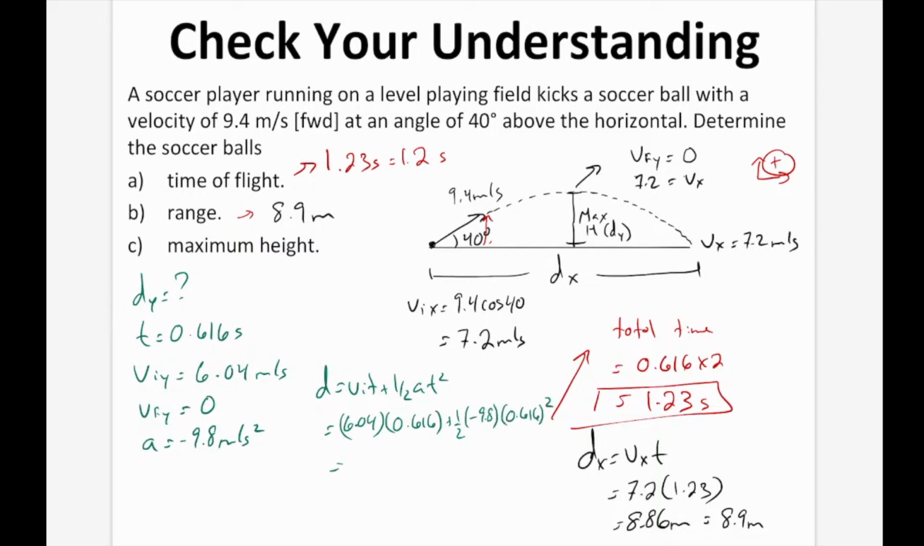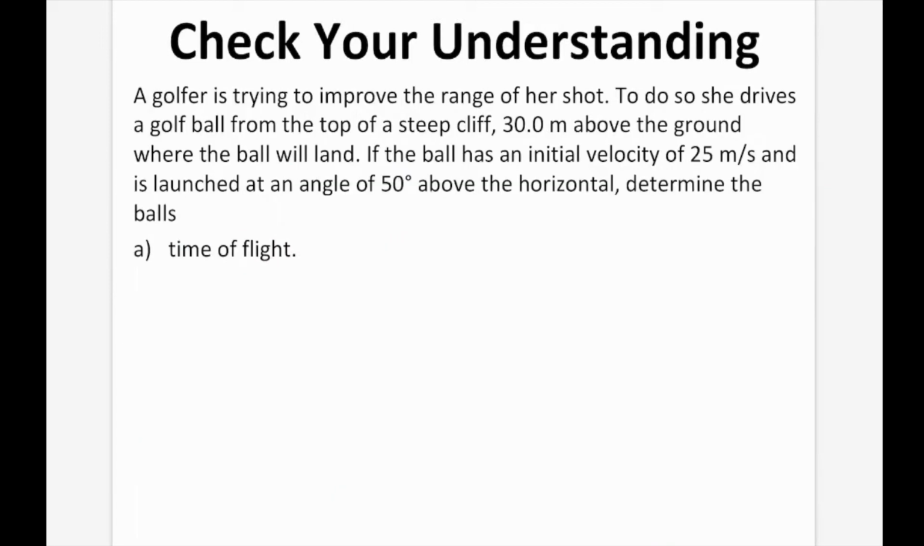And we put that into our calculator and we get 1.86 meters. Now we need 2 sig digs, so we're going to say 1.9 meters. So our maximum height, 1.9 meters. And we're done. Check your understanding.